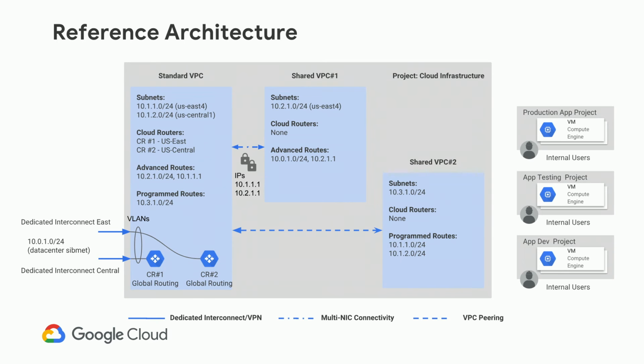In the standard VPC, I'm configuring another advanced route, and in this case, the cloud routers are picking up this advanced route and advertising it to the on-prem. So the on-prem knows I can get to the 10.2 subnet, but when it comes into the standard VPC, it's going to say, oh, 10.2 doesn't live in the standard VPC. It lives in the shared VPC. And for me to get to 10.2, I need to go to a next hop of 10.1.1.1, right?